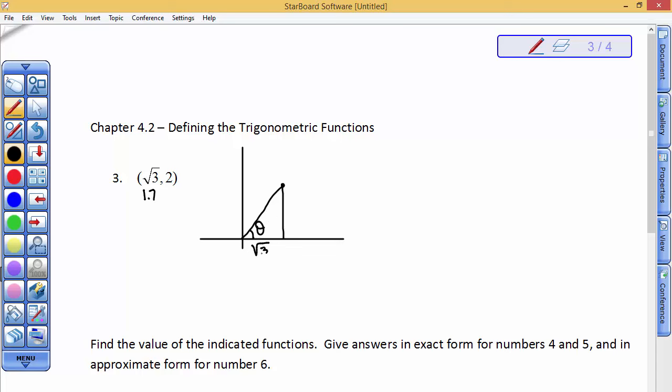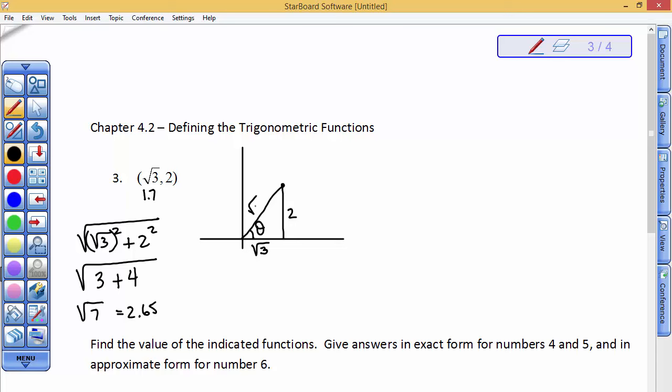This is 2. By your Pythagorean Theorem program, when you put in the square root of 3 for one of the legs and 2 for the other leg, the square root of 3 squared is 3. And 2 squared is 4. So that's the square root of 7. But your calculator is going to give you that the square root of 7 is 2.65. I just want you to know that our text is going to leave that as a square root of 7. It's not going to call that 2.65. I don't care which way you give it to me, but I just need you to know that's what the text will do.